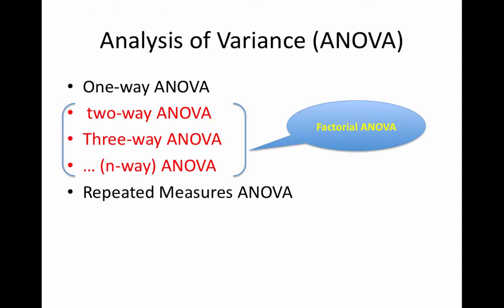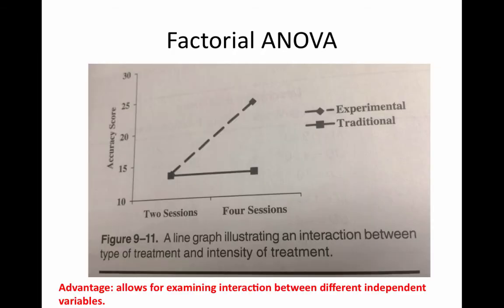An ANOVA. There's the one-way ANOVA, there are two-way ANOVAs, three-way ANOVAs, n-way ANOVAs, also known as Factorial ANOVA, and a repeated measures ANOVA. Factorial ANOVA. The advantage, it allows the examining interaction between different independent variables.